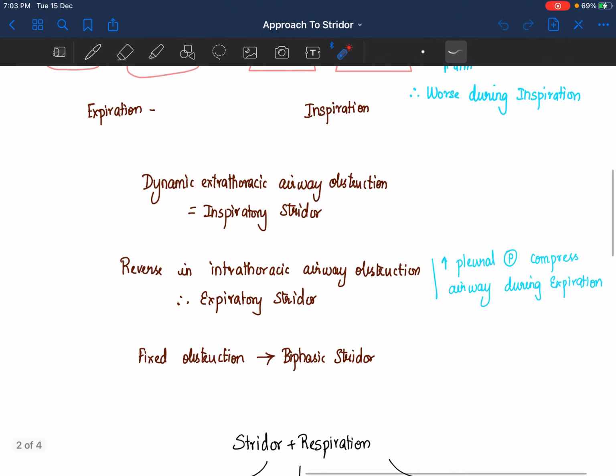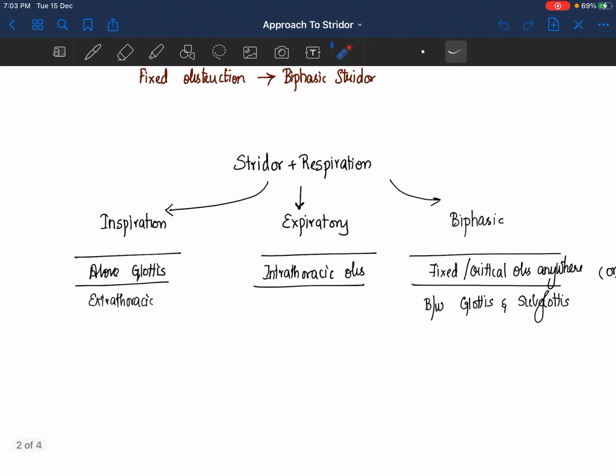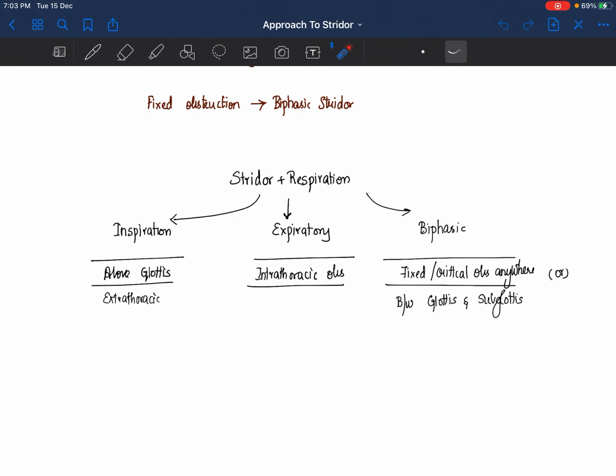Now the question comes, what if it is a fixed obstruction? If it is a fixed obstruction anywhere in the airway, it's a biphasic stridor. So to put everything together in small nuggets, stridor and respiration combo, if the patient is having an inspiratory stridor, problem is in extrathoracic region above glottis. If it's an expiratory stridor, it's an intrathoracic obstruction. If it's a biphasic stridor, think of fixed or critical obstruction anywhere in the airway. You can think of an obstruction between glottis and subglottis region.